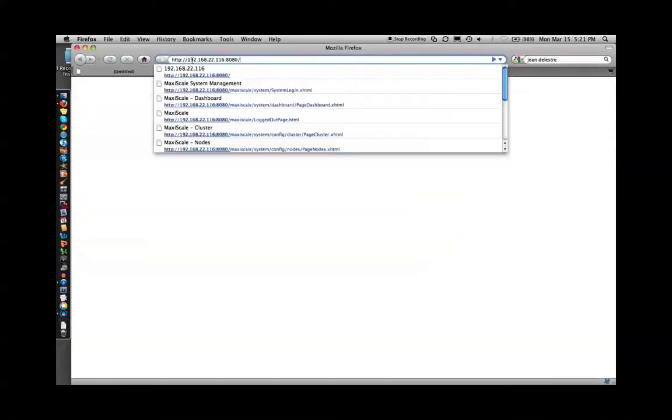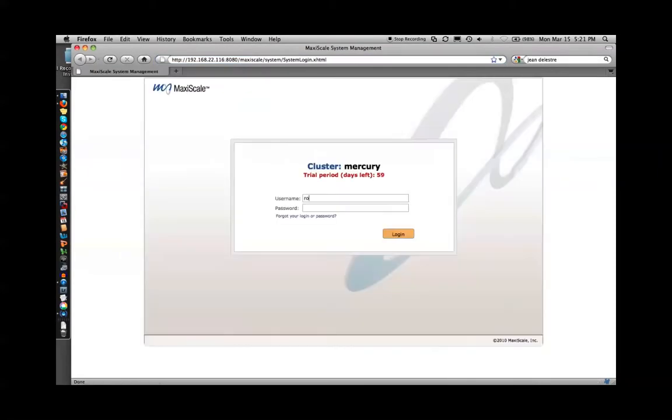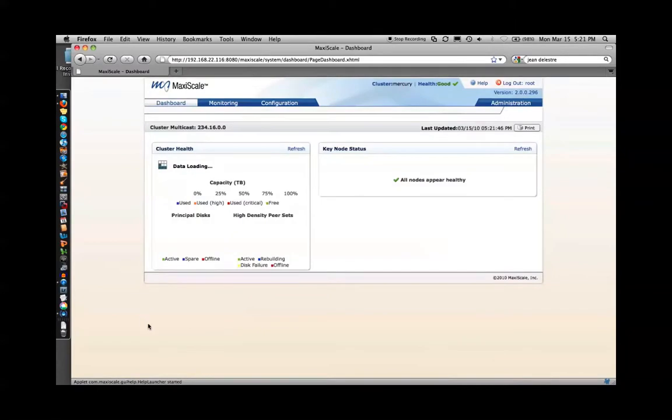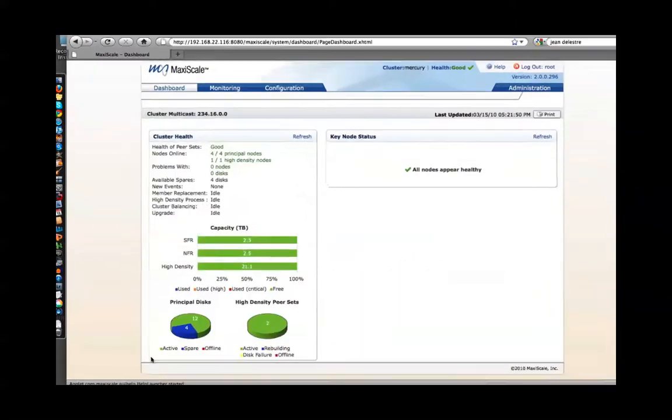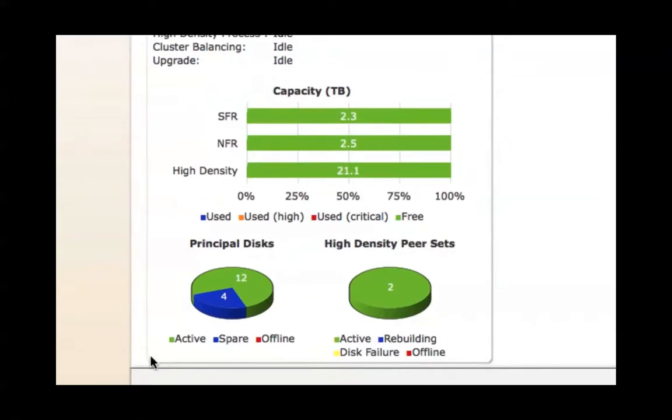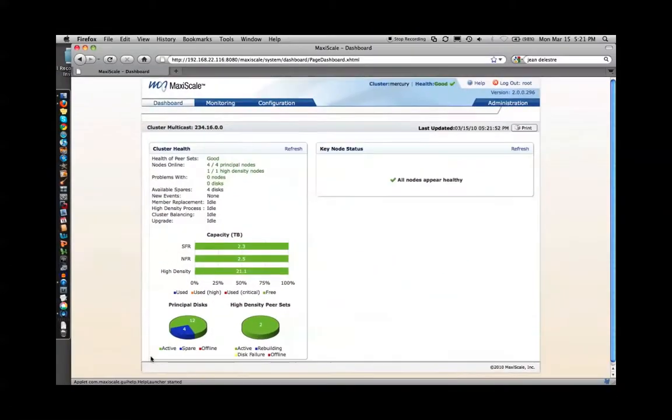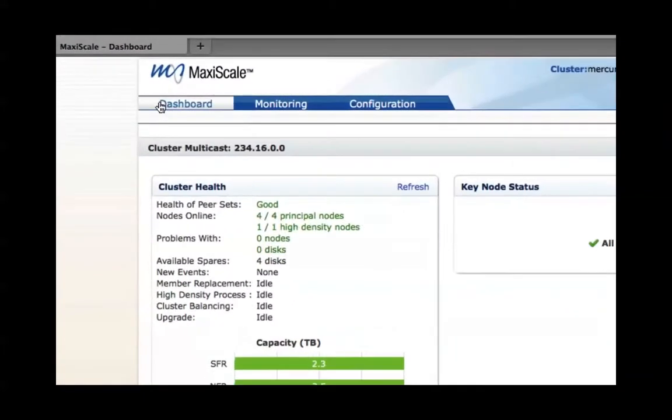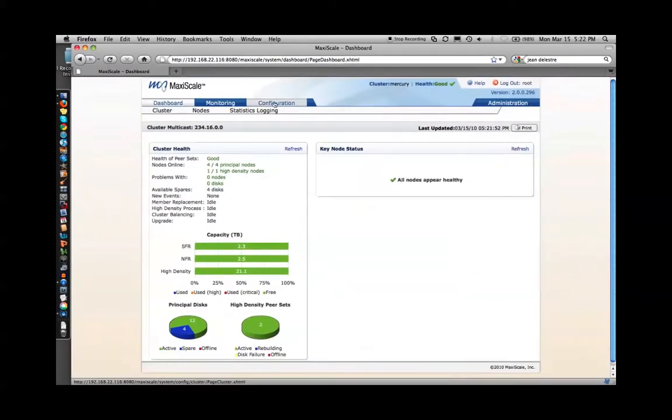I thought it'd be interesting also to get a look at the user interface itself. So now logging in, we're going to see the main dashboard, which shows us the general statistics of overall system health, how much capacity. Notice that we're splitting again between principal nodes and high density nodes so that we can meet the requirements of activity, but also low cost for dormant data. There's a number of monitoring and configuration options and administrative options.